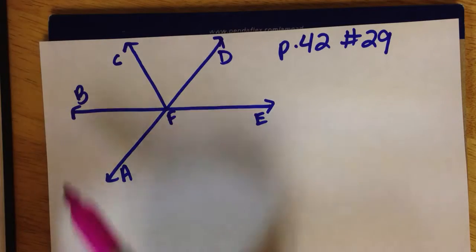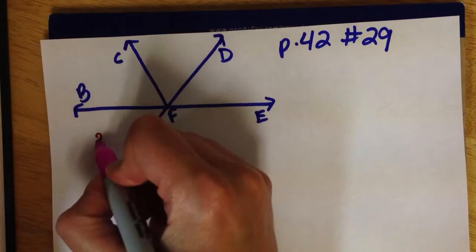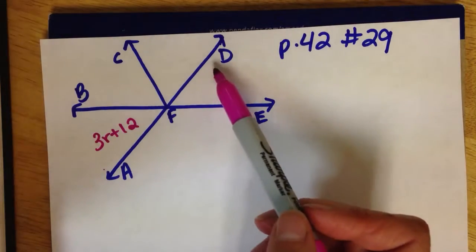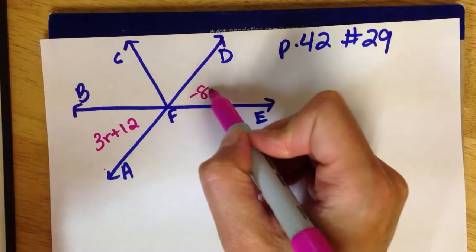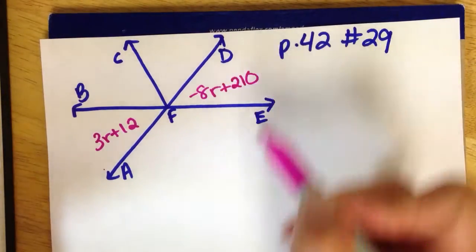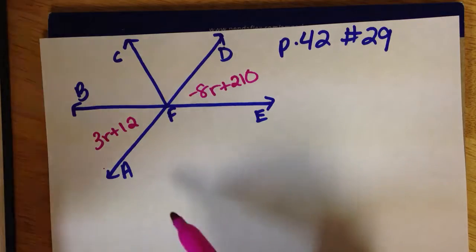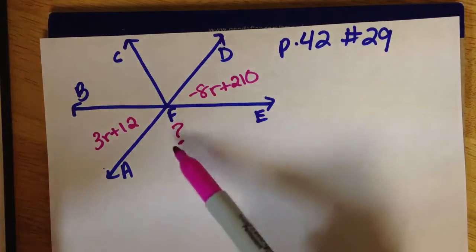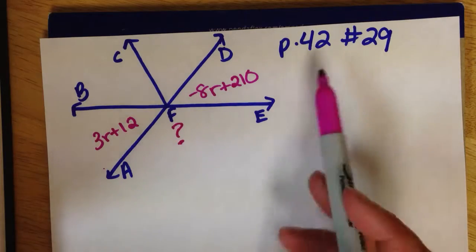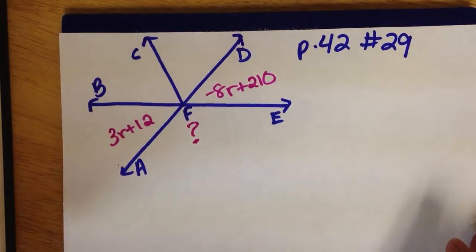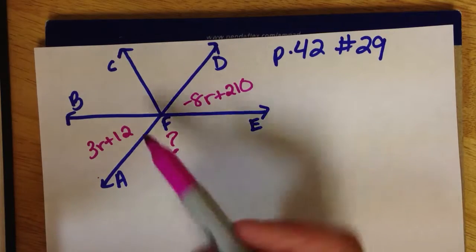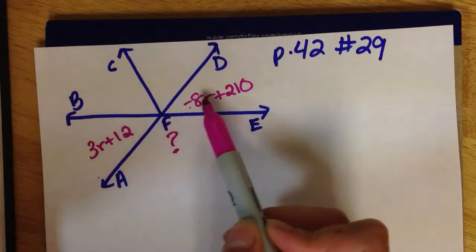So 29 tells you that BFA is 3R plus 12 and that angle DFE is negative 8R plus 210. And it's asking us to find angle AFE. So it's asking us to find the measurement of an angle that we don't have any information about. This is maybe a little bit hard to see. There's a little bit more information in this diagram than you need for question 29. But you have to find some sort of relationship between these angles.